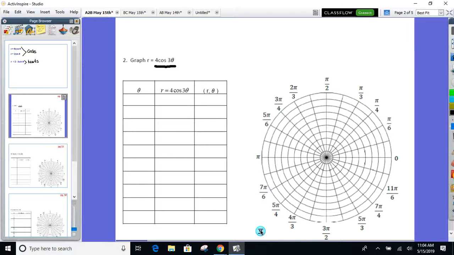If you could just jot down some notes here and there. So if n is odd. And again, when I talk n, I'm talking that number right there, between the cosine and the theta. If n is odd, that's the number of petals we're going to have. Well, what if it's even? Calm yourself. I'll get there in a second. But if n is odd, that's the number of petals I'm going to have.